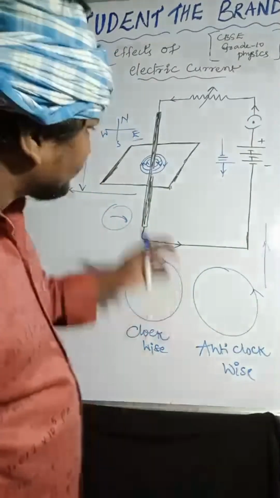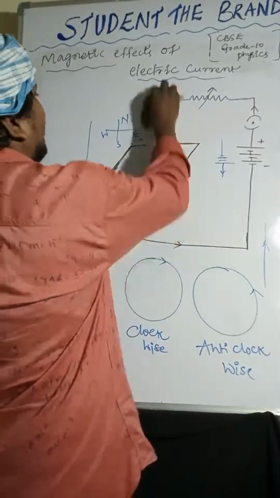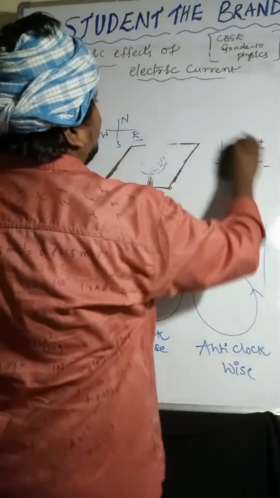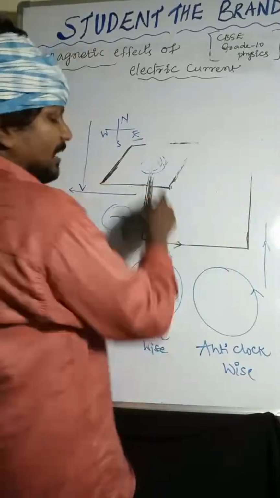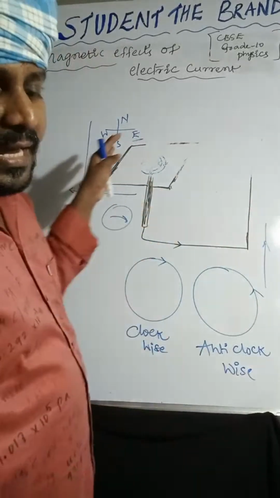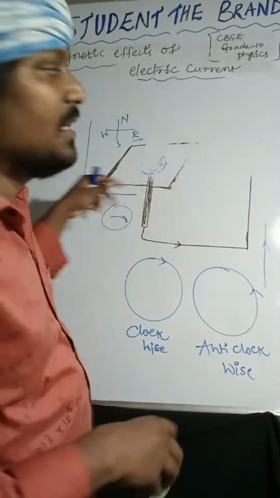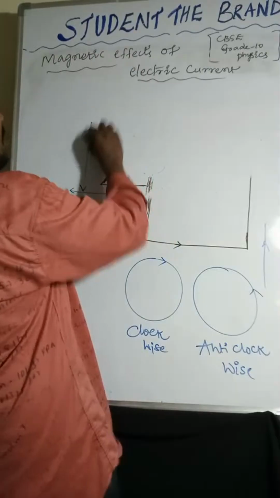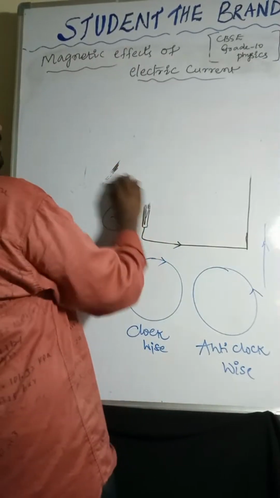Next one, magnetic field around the bar magnet. So we'll discuss the magnetic field around the bar magnet. Even this one we can tell: current is passing through the straight conductor. If the current is passing through the straight conductor, how the magnetic field will be there around it. So this one we can write.